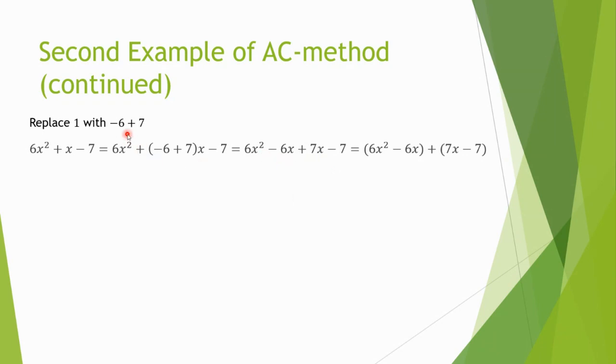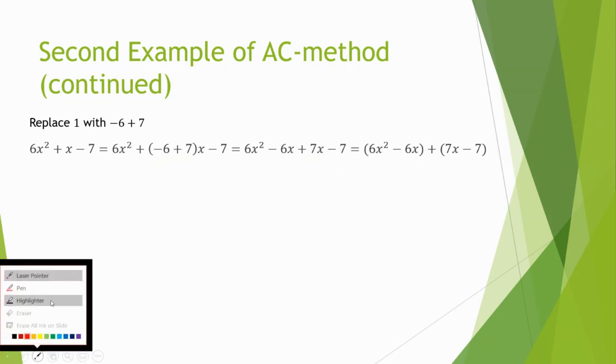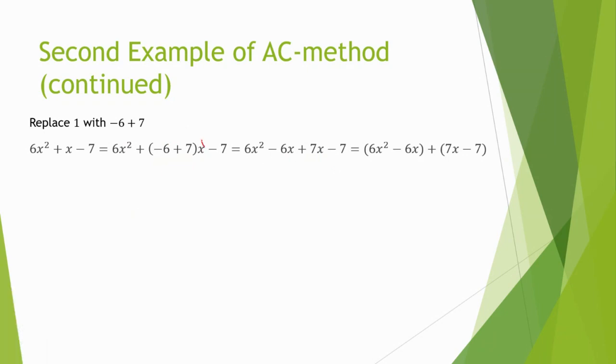So anyway, replacing this with negative 6 plus 7, and then of course, as before, x, here, let me draw it in. We distribute, as you can see. That's how we get this. It's also easier because we have addition in front of the third term. It just makes it a little easier, and now we can form our groups.